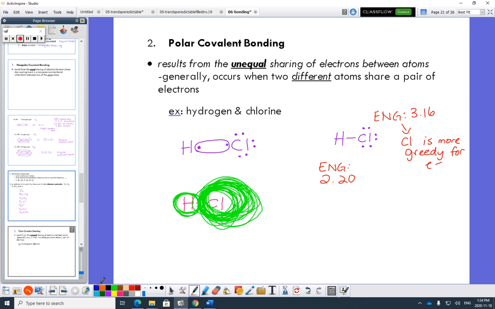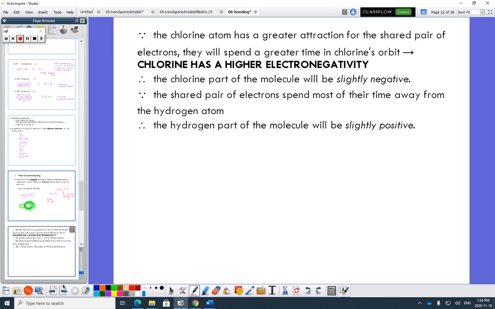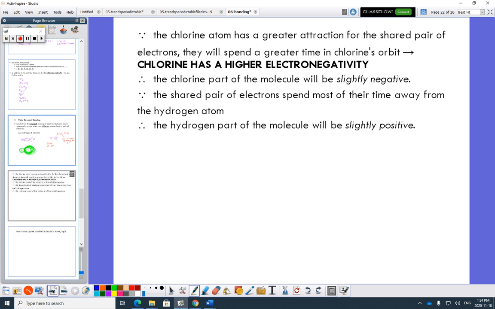So when you figure out that something is polar covalent, you have to add one extra thing to its Lewis structure, okay? The chlorine atom has a greater attraction for the shared pair of electrons because it has a higher electronegativity. Do you need to memorize electronegativity? No, you just have to know how to look it up on that chart. So the chlorine part of the molecule is not perfectly plus or minus because it's not ionic, it's not transferring. So we say it's slightly negative. How do we show slightly negative? We use the Greek symbol sigma. It's kind of like an incomplete 8, okay?